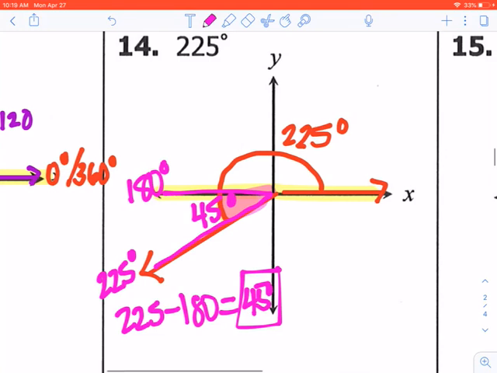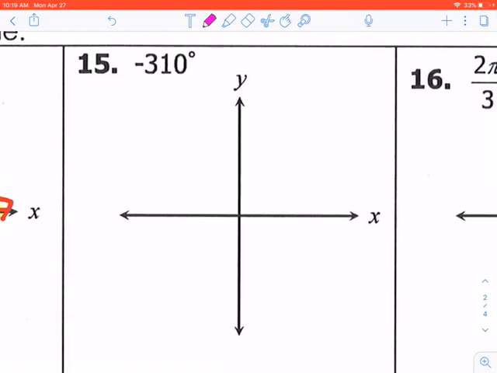Let's try it again. Negative 310 degrees.